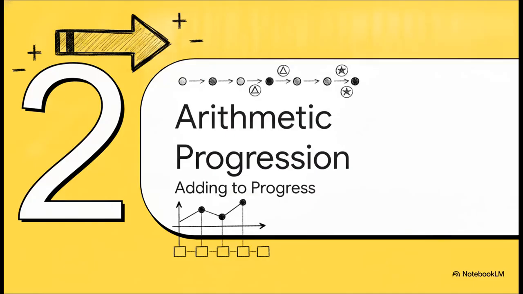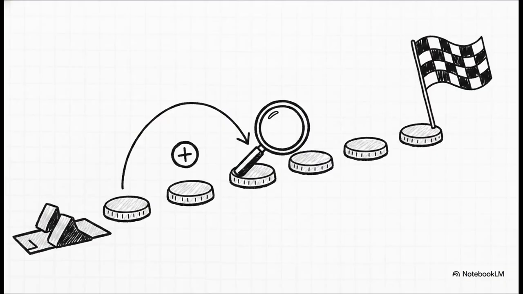Moving right along to Section 2, Mastering Arithmetic Progressions. In an arithmetic progression, we move from term to term by simply adding or subtracting a constant value. But before we even think about memorizing formulas, you absolutely must know your key variables. A is always your starting point, your very first term. Then we have D, the common difference.